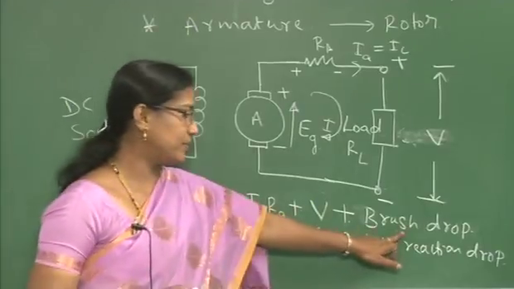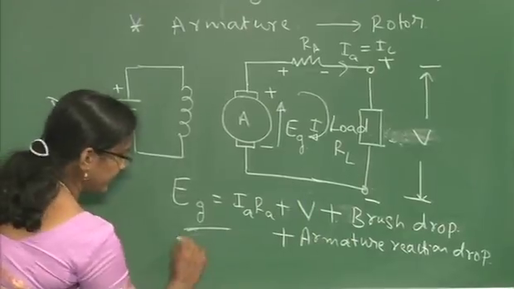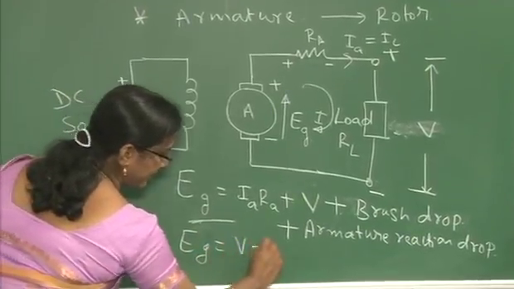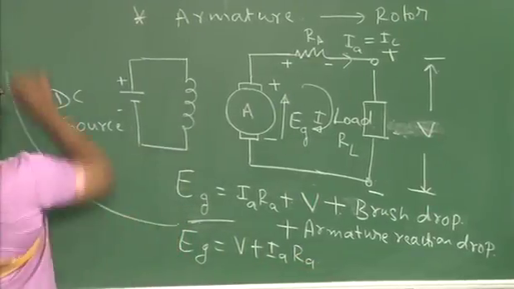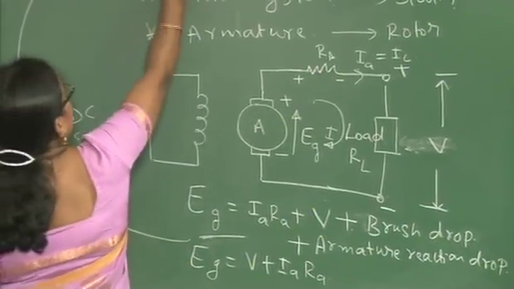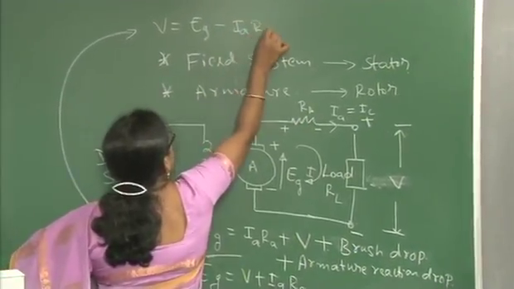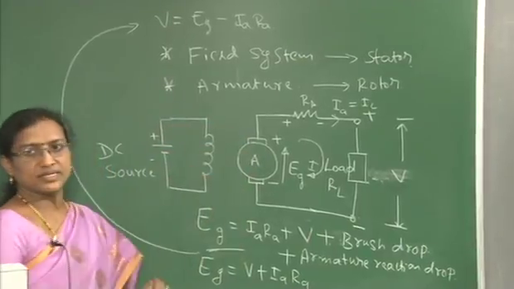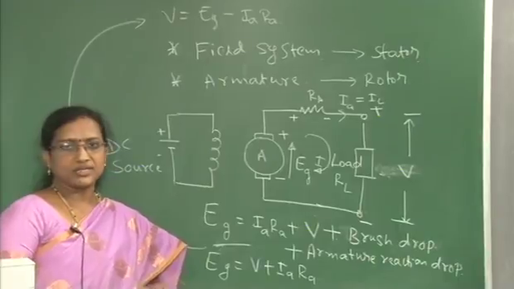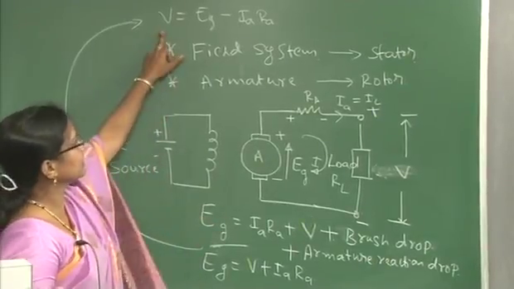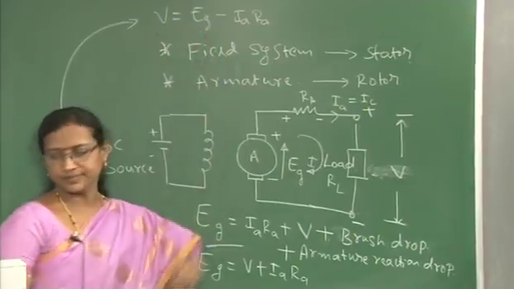Suppose if brush drop is negligibly small, you are going to consider only Eg is equal to V plus IaRa. Under this condition, the terminal voltage equation, V is equal to Eg, the generated voltage, minus the armature resistance drop, that is V is equal to Eg minus IaRa. This is how we are going to express the terminal voltage equation in terms of induced EMF.